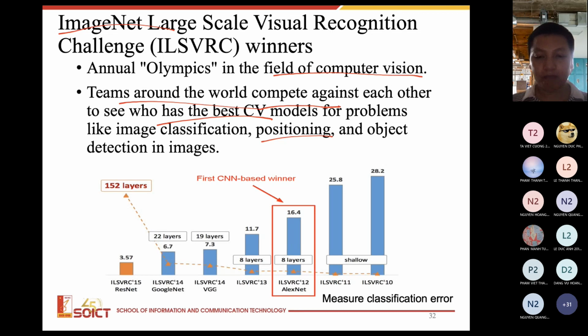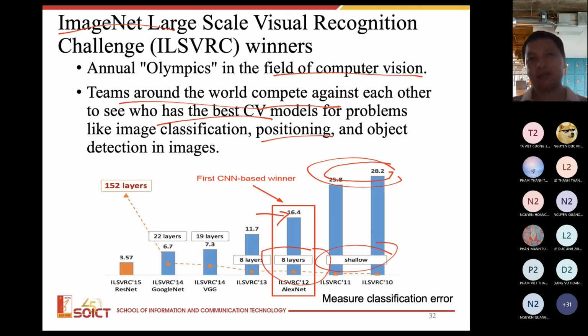Okay, so before 2012, the champion was a shallow network or traditional classification algorithm, right? And it had a very high error rate. Now, when we apply the CNN with eight layers, it reduces the error rate to be less than 17%, right? And then again in 2013, 14, and 15.